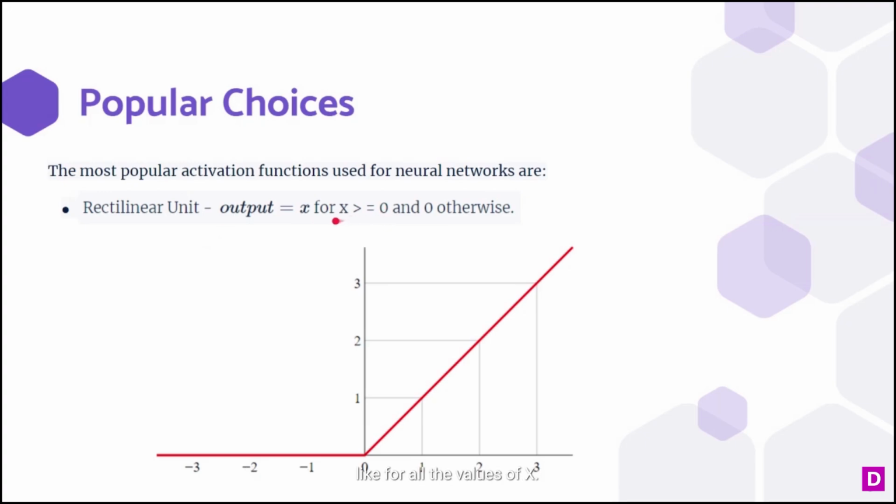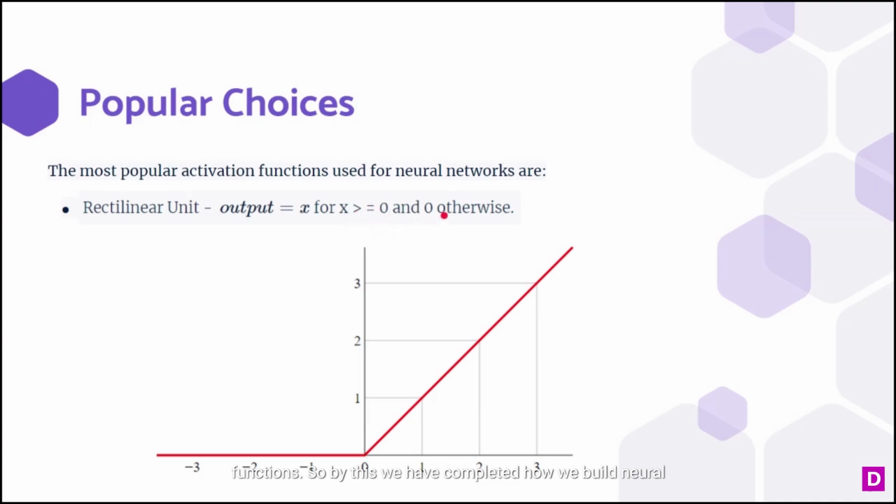For all values of x, if x is greater than or equal to 0, then there will be changes in the output signal. But if x is less than 0, then the output will be 0 again, so there will be no changes in the output. So these are all the popular choices of activation functions.